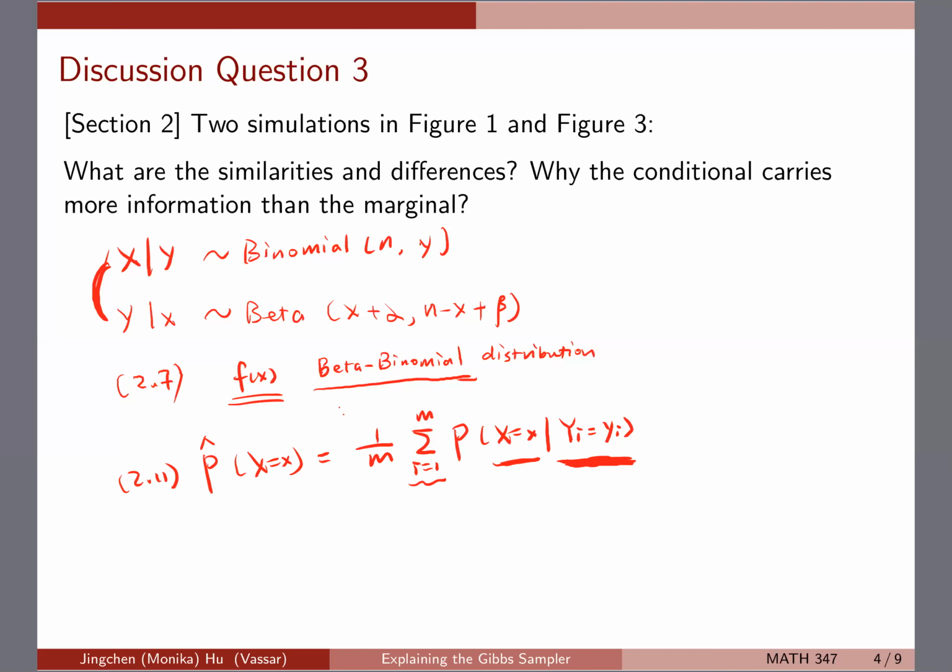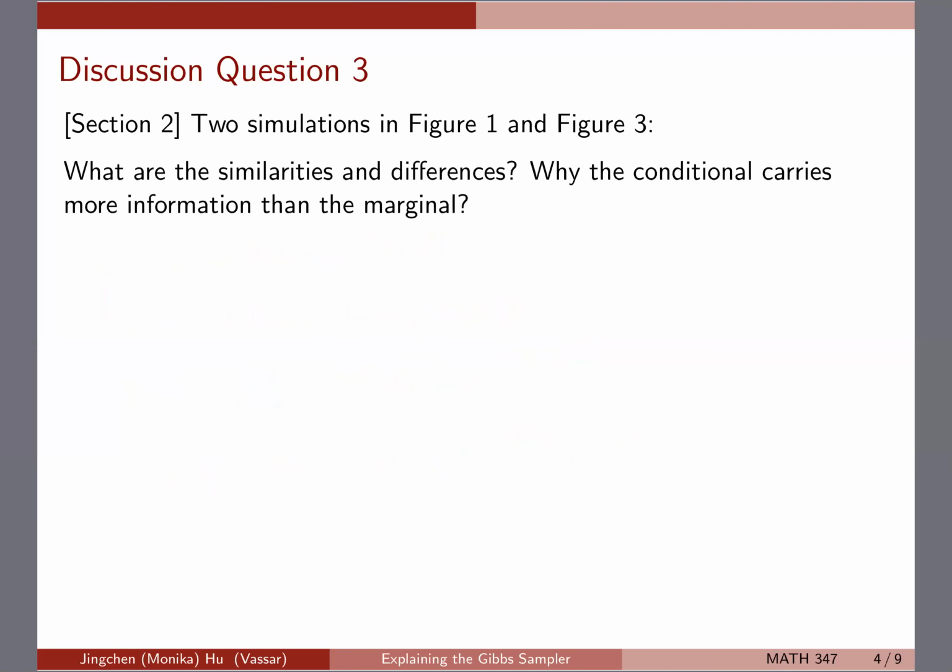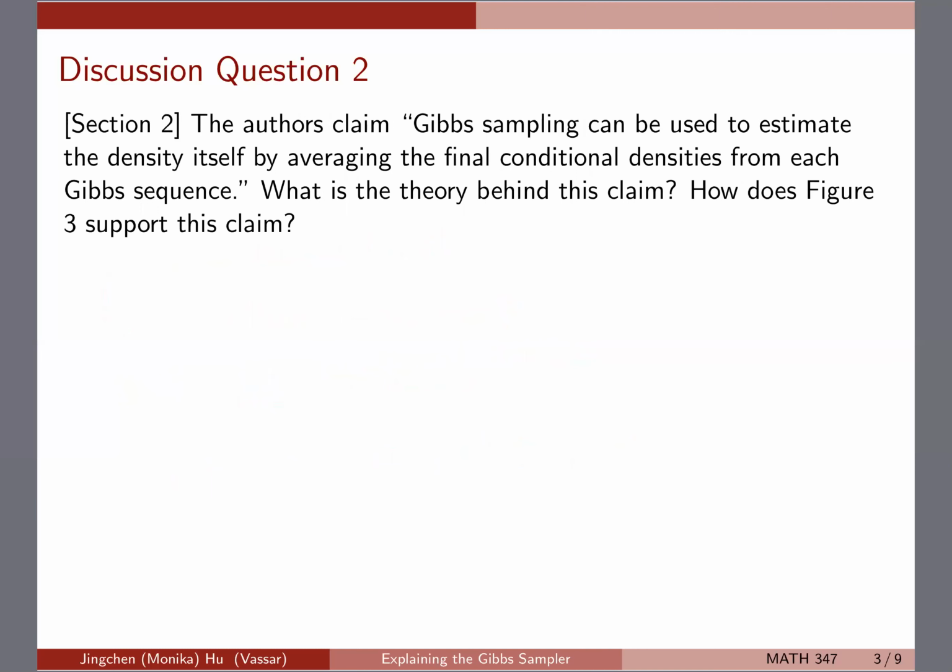What do you think? Or maybe together, keep this in mind if we come back to question 2 here. It's related in some sense that the authors claim Gibbs sampling can be used to estimate the density itself by averaging the final conditional densities from each Gibbs sequence. I think that's just what we did. We discussed figure 3, right? How do they do it?